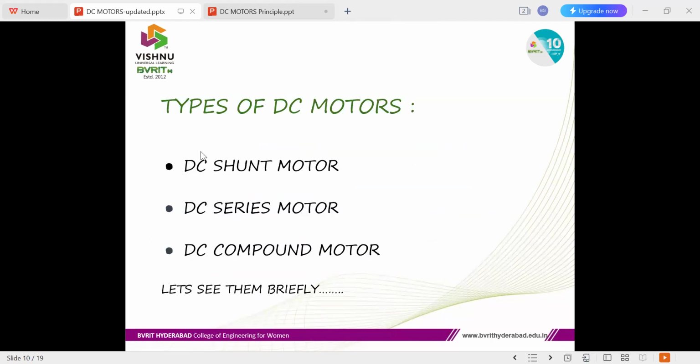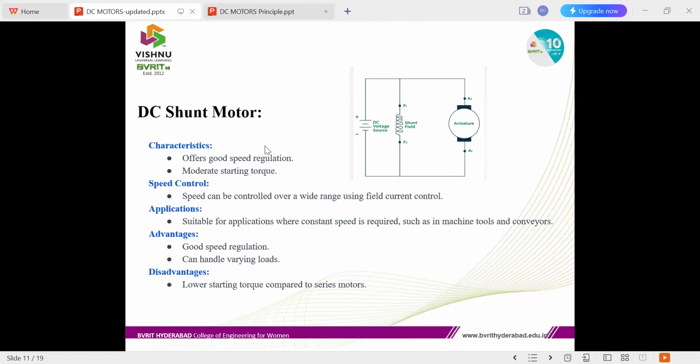Now next is types of DC motor. Basically the DC motor is classified into three categories: DC shunt motor, DC series motor, and DC compound motor. What is a DC shunt motor? In the case of the DC shunt motor, the field winding is connected parallel to the armature winding.